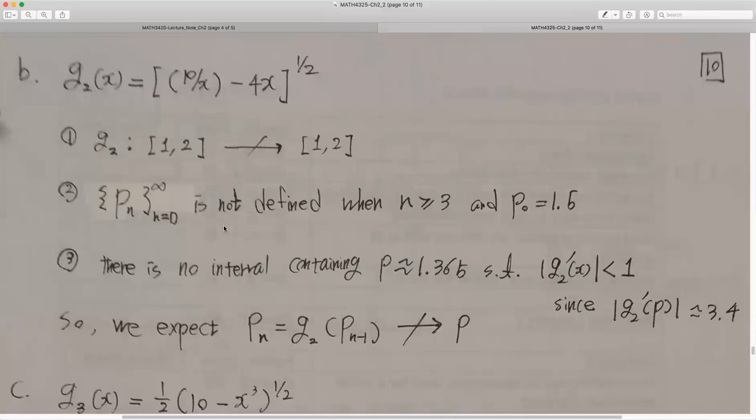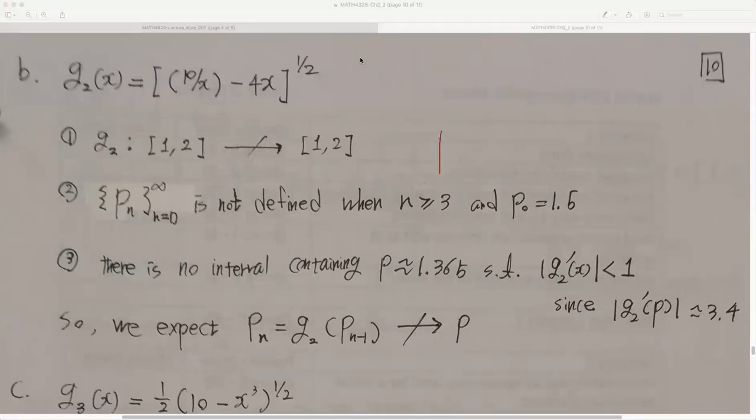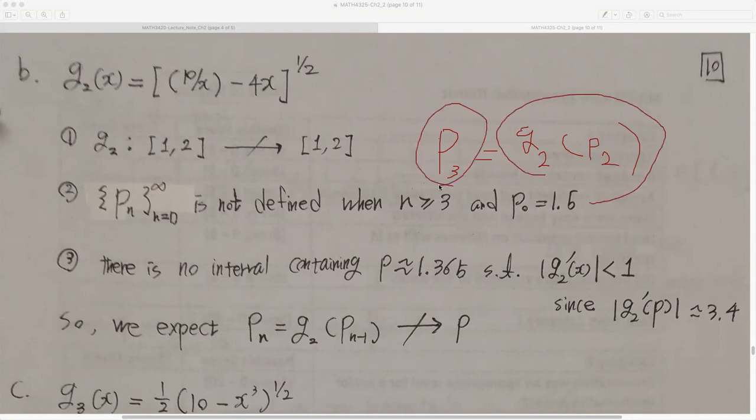P3 is defined by G sub 2 of P, remember that? P3 is equal to G of G sub 2 of P minus P2, right? Okay, so it's not defined. It means that function is not defined, so we cannot find P sub 3.